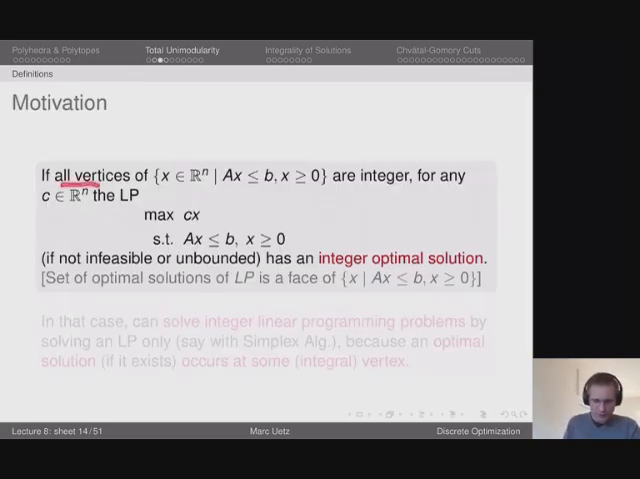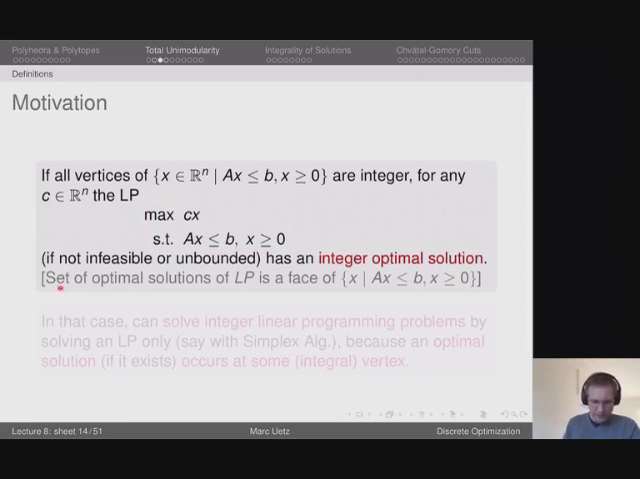So if it's really true that all the vertices of this object are integer vertices, then we can set up a linear programming problem. So for any linear objective function, say maximize c times x, subject to my linear constraints Ax less or equal than b and x non-negative, this linear programming problem will have an integer optimal solution. Okay, so why is that?